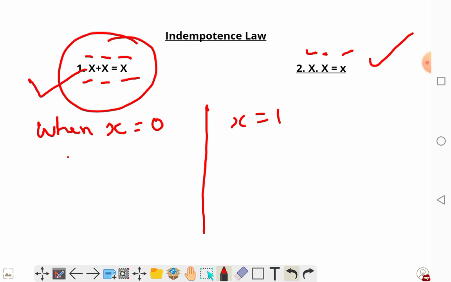Now we will write x plus x is equal to x. Write the expression as it is. x plus x is equal to x. We have the expression. Now what is the value of x?